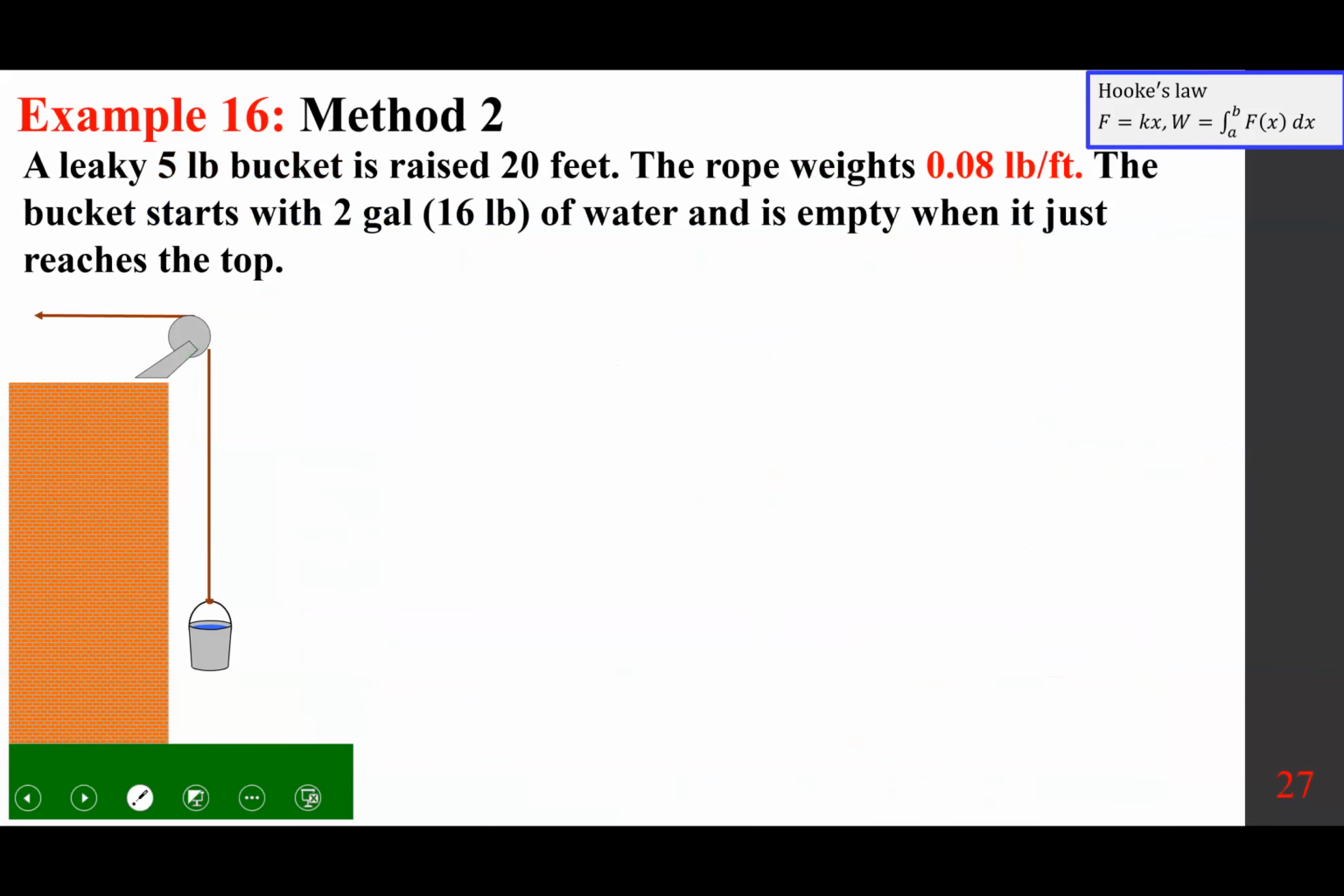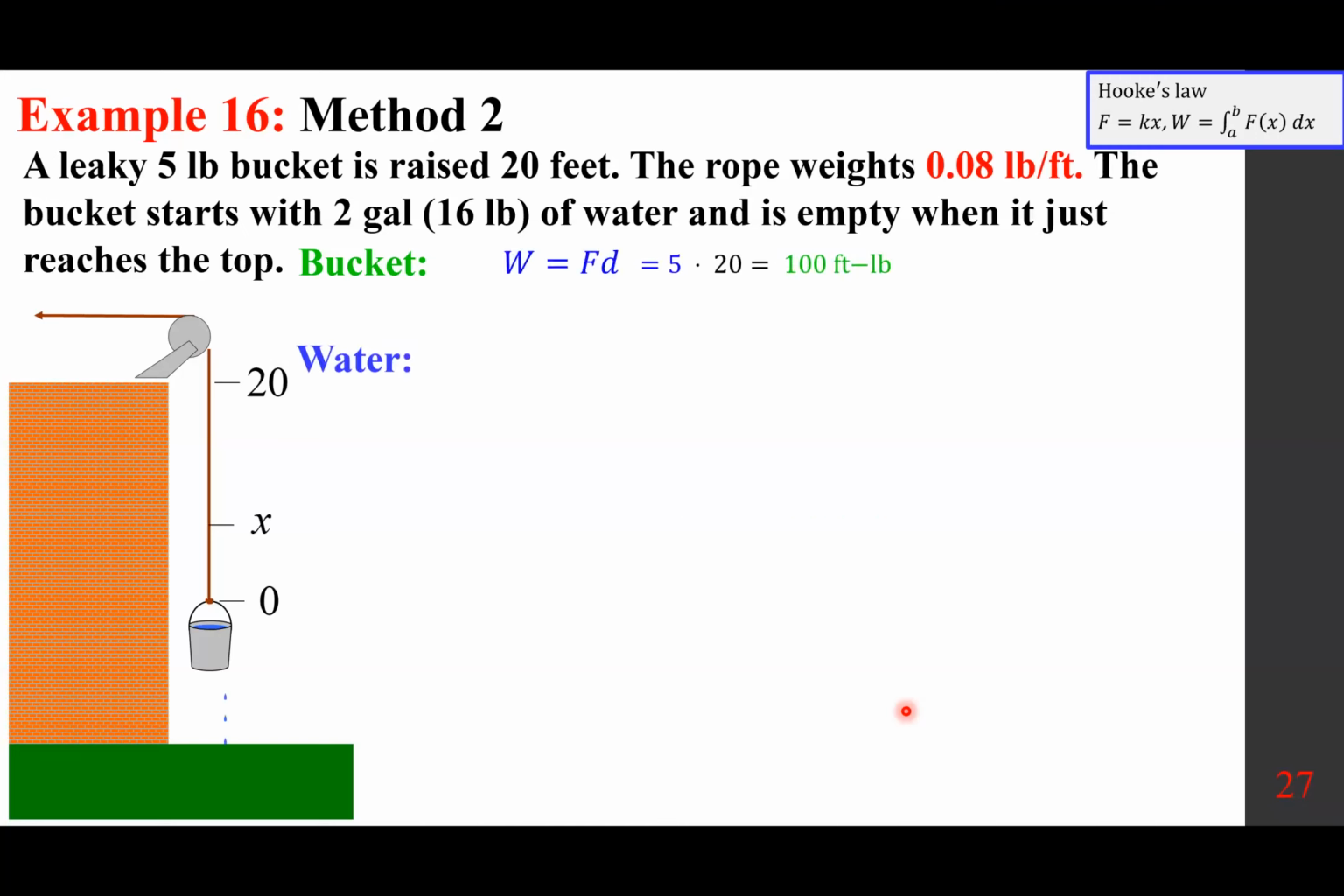Let me quickly look at the same question, but with a second method. Again, we are going from 0 to 20. The bucket has a fixed weight of 5, so 5 times 20 is 100 foot-pounds.